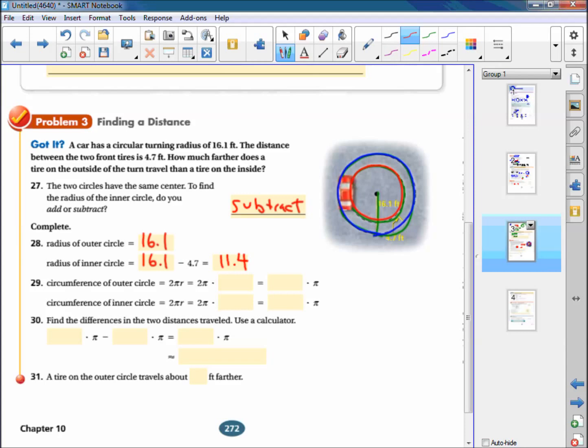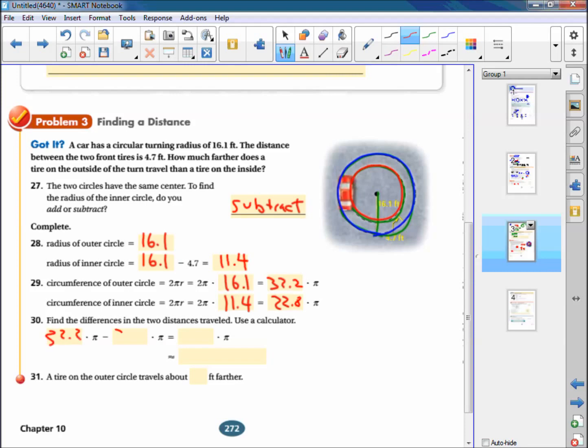So the circumference of the outer circle is going to be 2 pi times the radius of the outer circle. The radius of the outer circle, remember, was 16.1. And 2 times 16.1 will make 32.2 pi for our exact answer for the distance the outside tires will travel. So now we want to know the distance the inside tires will travel, which will be 11.4 for the radius times 2 pi, which will make 22.8 pi for the distance the inside tires will travel. So to find the difference between the 2 distances, we're going to do this.